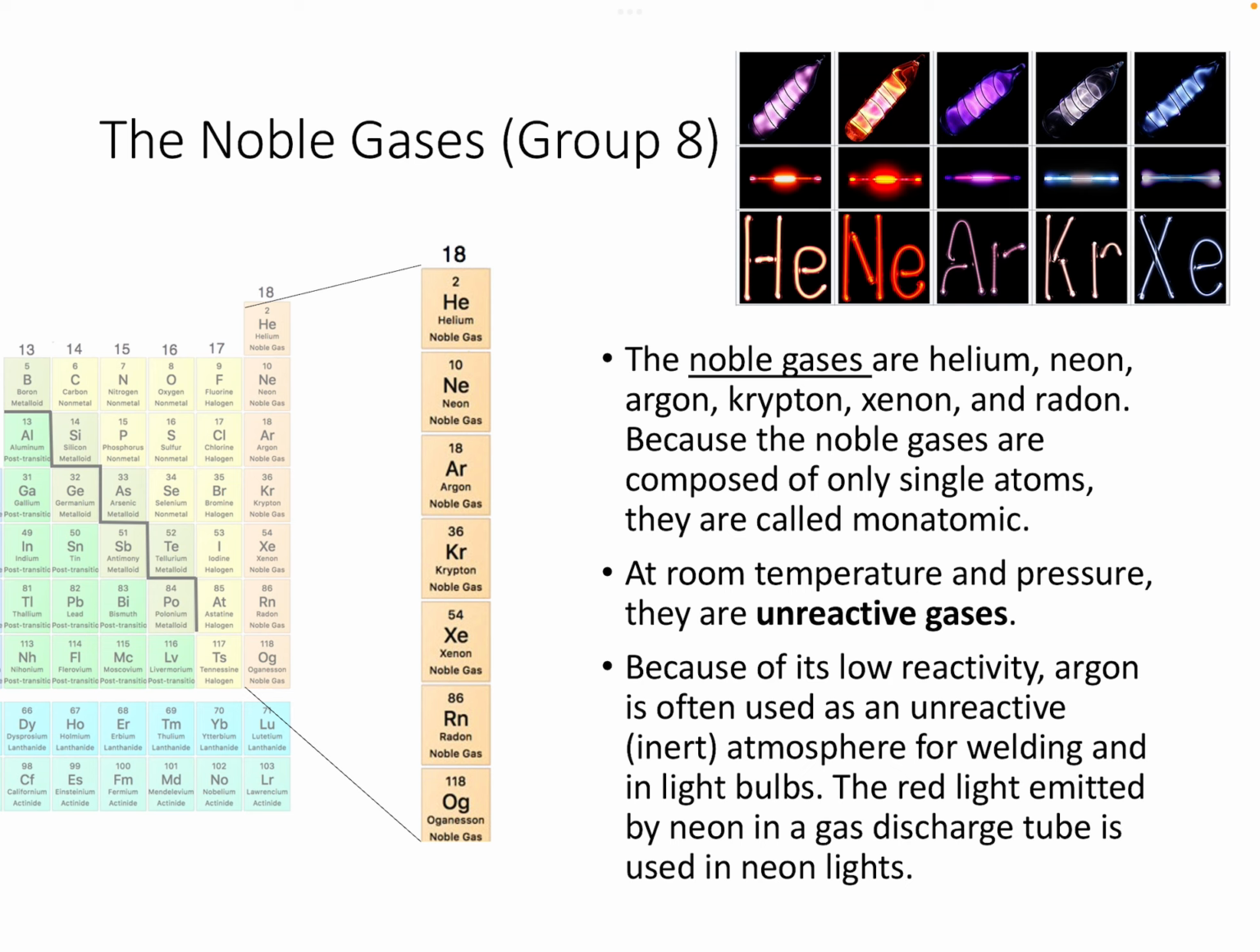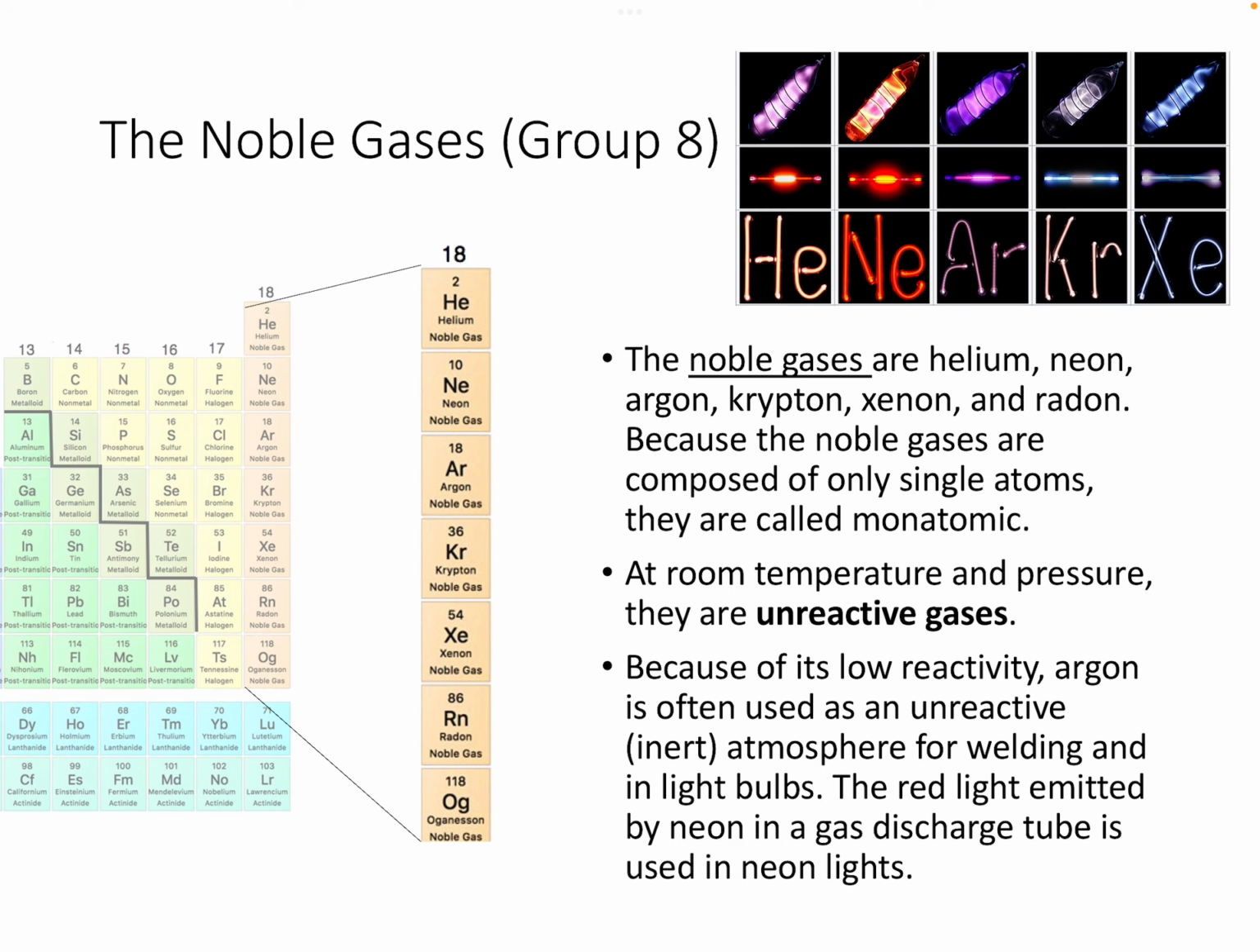Now, remember, previously we talked about how some atoms are unstable on their own. So they form diatomic molecules like hydrogen, nitrogen, oxygen, etc. But the noble gases are very stable just on their own. So at room temperature and pressure, they are unreactive. They don't really like to react with anything else. In order to have them react with something else, you have to provide a lot of energy.